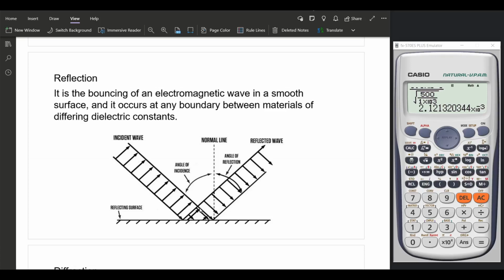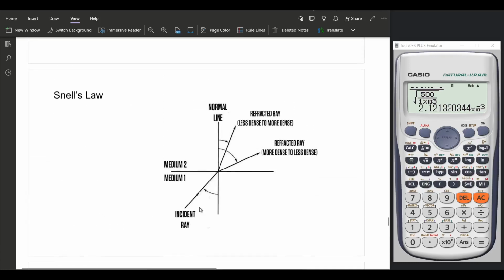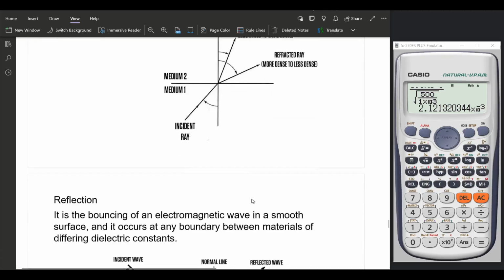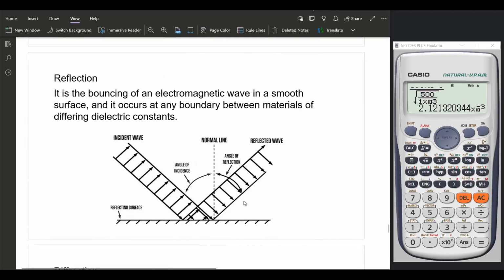Okay? So this is different from refraction. Yung refraction kasi natin, nagta-travel siya from one medium to another with different density. So ito, hindi siya nagbabago ng medium. Nag-bounce lang siya dun sa surface. So this is bouncing. Okay? So may two types tayo dito ng reflection.